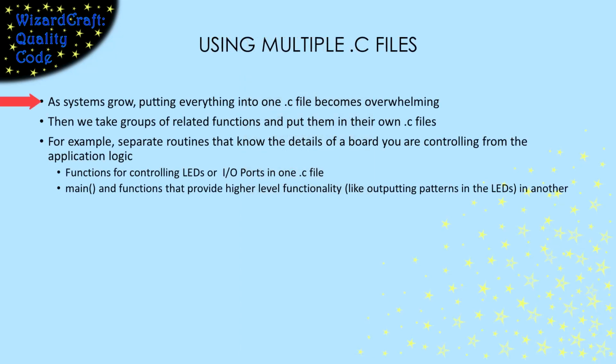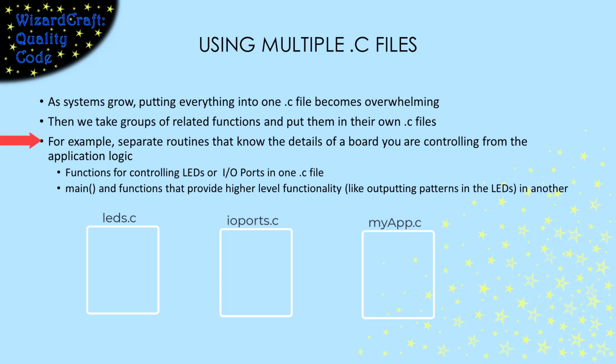As our systems grow, if everything went into one .c file, things would start to become very difficult to find. In addition, having everyone on our team editing one file can make things more complicated. Therefore, we want to spread our source code across multiple C files. We try to find groups of related functions and put each group in its own source file. For example, if we were building an embedded system using a PIC controller, we might want all of the functions dealing with LEDs in one file and I/O ports in another file. And then our main contain higher level functionality of our app, like making LED patterns or handling various inputs.